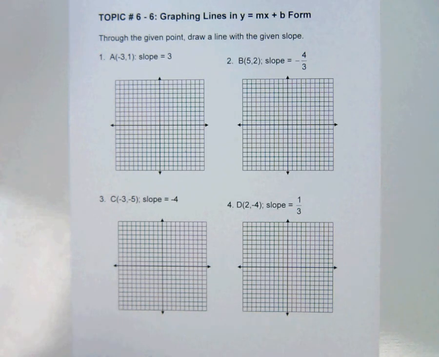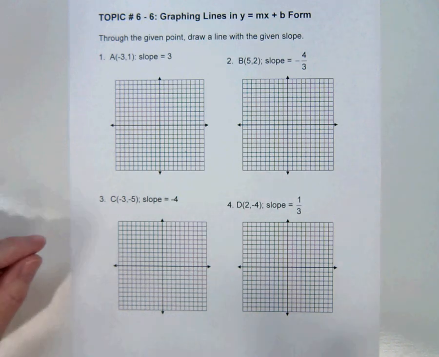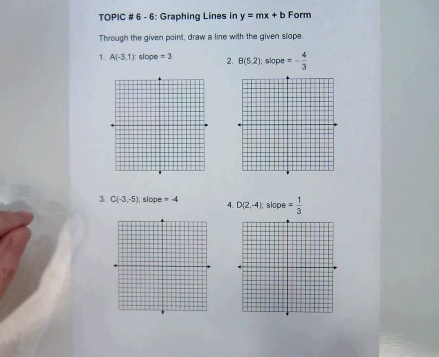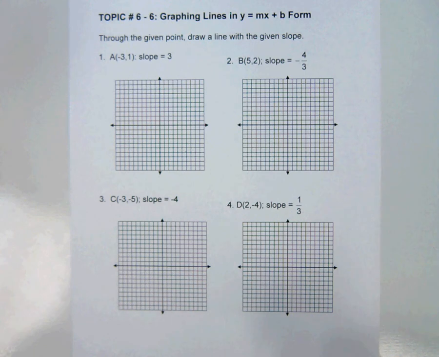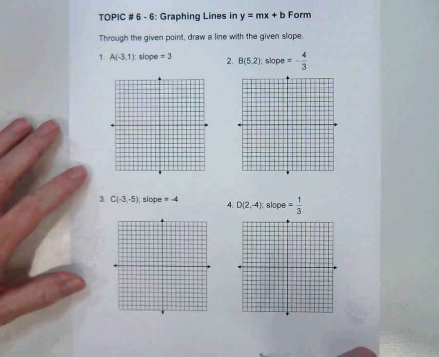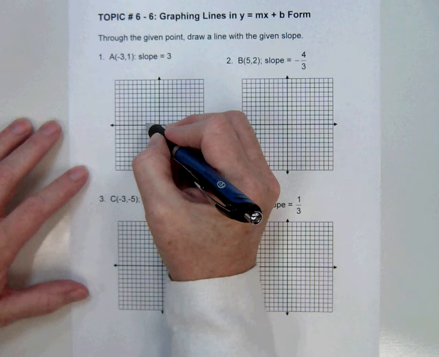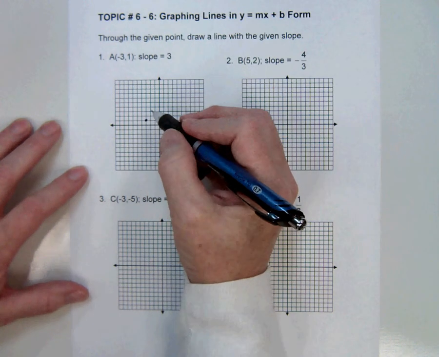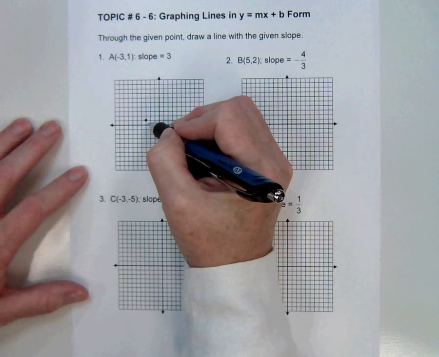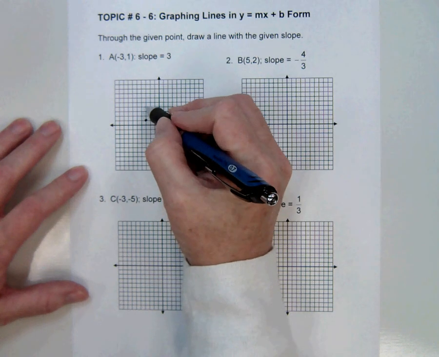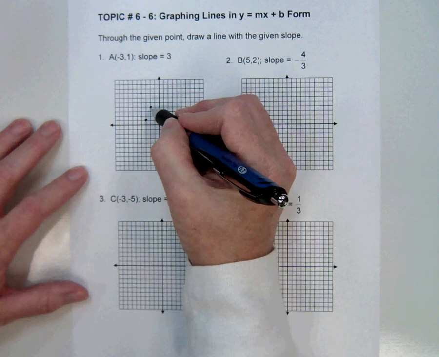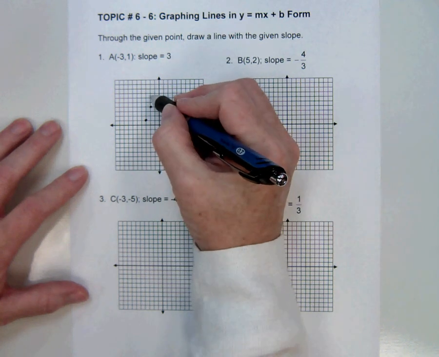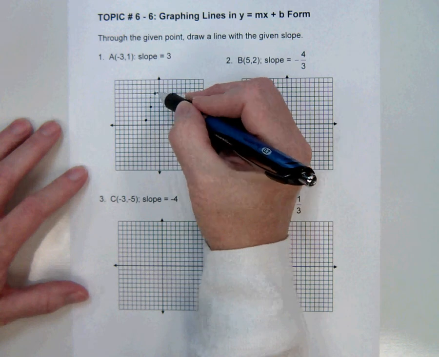Topic 6-6, graphing lines in y equals mx plus b form. This should be a bit of a review from your algebra. And you're plotting a point A on number 1, which is -3, 1, which would be here. And then you're making a slope movement of 3. So from the point -3, 1, you would walk up 3 over 1. To make a good line, you probably want to make that step twice, up 3 over 1.